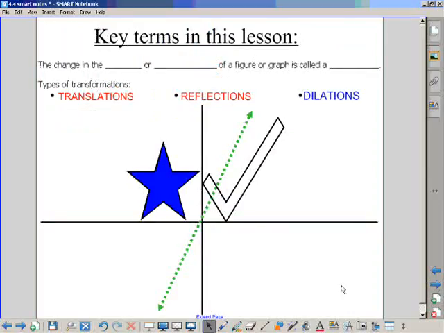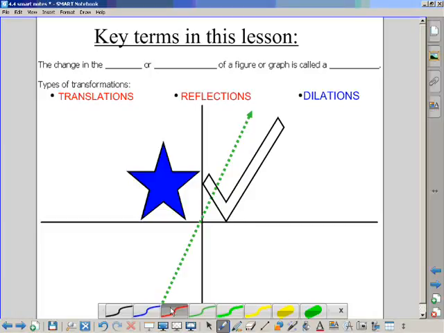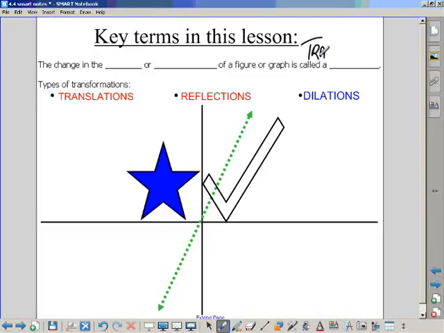translations in algebra. Well, translations aren't the only type of transformation that we talked about. The change in position or size of a figure or a graph is called, the generic term is, transformation.